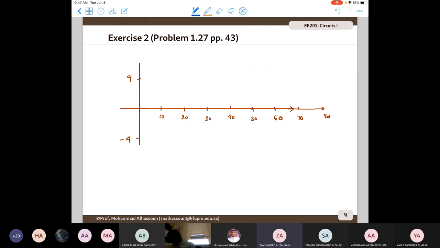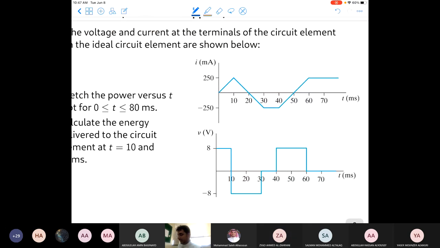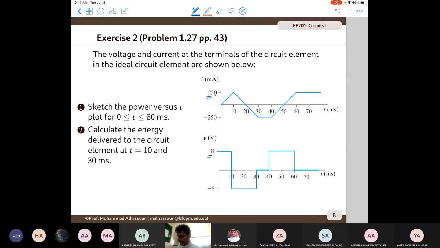Ziad? Yes. Okay, Ziad. Let's start with what happens. So we need to divide it into sub intervals. So from 0 to 10, what will be the maximum value of the power? The maximum value will be, can I use a calculator? You can use a calculator. I can just state what will be the maximum, how you find it using the calculator. Multiplying the maximum values at 10. Okay, so it's going to be 8 multiplied by 250 milli, which is 4 in this case.